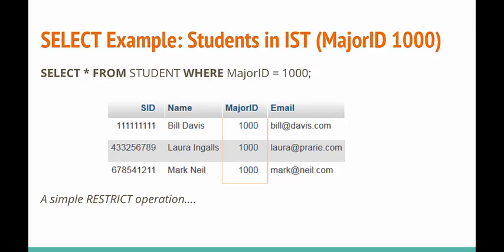If we want to do a restriction, in other words, we only want to see a subset of the rows, we can specify a particular criteria to meet. In this example, we want to only see those students whose major is IST, which is major ID 1000. By saying select star from student, where major ID is equal to 1000, it will look at each record in the table and only show you the ones that have a major ID of 1000. The use of this where clause at the end of the query is how we can restrict the data to only see a subset of the rows. Give this a try.